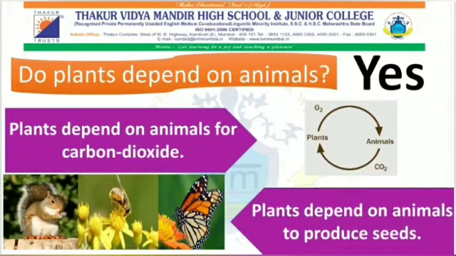In the last class, we saw how animals depend on plants. But do plants depend on animals? Yes, plants do depend on animals. Plants use the carbon dioxide that animals breathe out to make food. Plants depend on animals to produce seeds. Many kinds of flowering plants depend on insects like bees, moths, butterflies to produce fruits with healthy seeds.